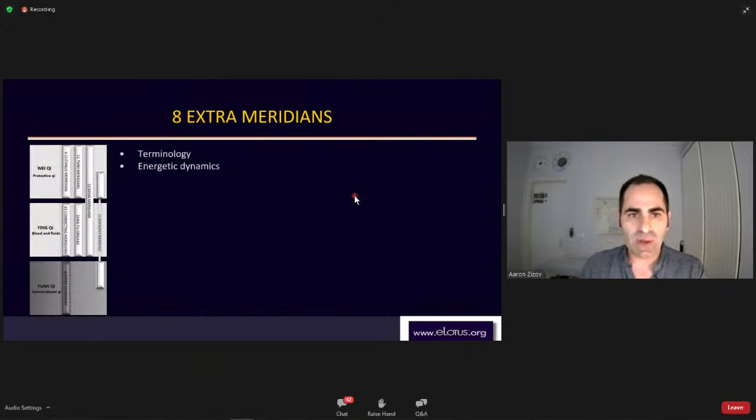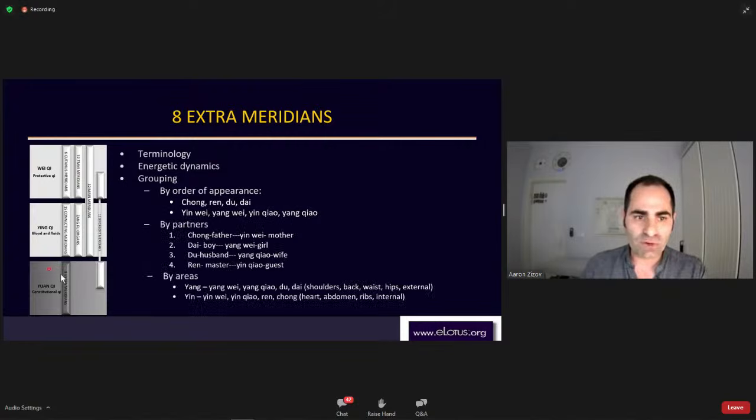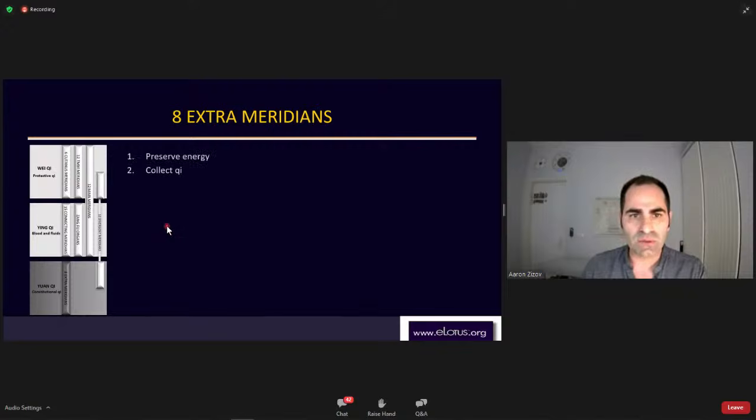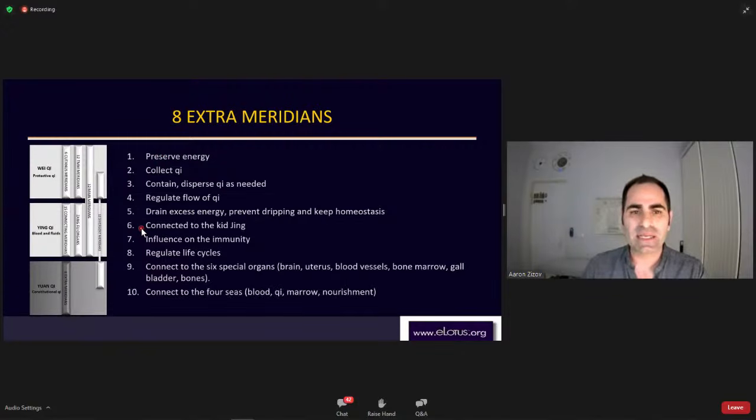Later on, we spoke about the different terminologies of the 8 extra meridians. So this is the level of the 8 extra meridians by different terminologies and energetic dynamics, grouping by different ways: by order of appearance, by partners, or by areas. Later, we talked about the basic functions of the 12 main meridians and the 8 extra meridians. Again, I cannot go through all this. I believe you can watch the video to get all of this.